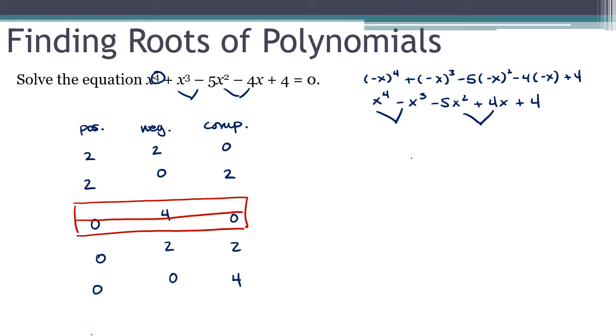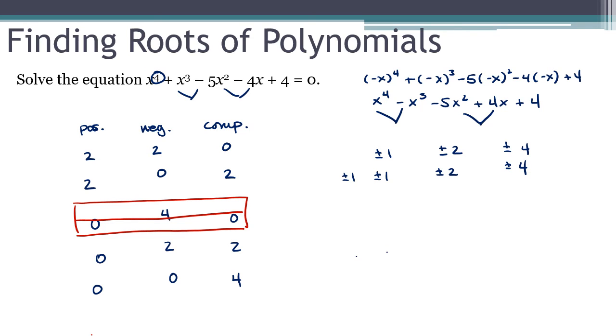Well, the factors of the constant term are plus or minus 1, plus or minus 2, and plus or minus 4. And the factors of the leading coefficient are just plus or minus 1. That's nice because that's the denominator. Right, so my possible roots are plus or minus 1 over 1, which is 1, plus or minus 2 over 1, which is 2, and plus or minus 4 over 1, which is 4.